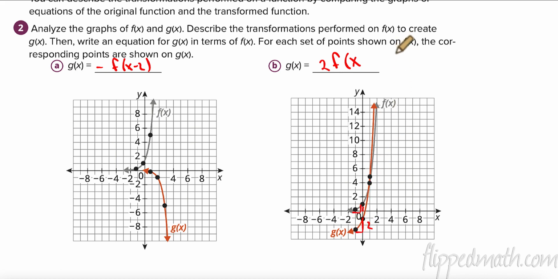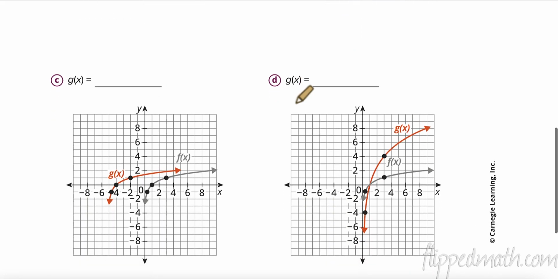All right, and then I actually just, what did I do here? It looks like I subtracted 2 as well, minus 2. All right? So now I want you to try these two on your own down here.